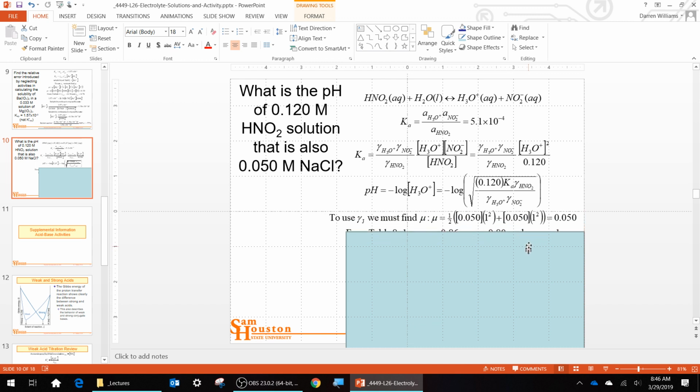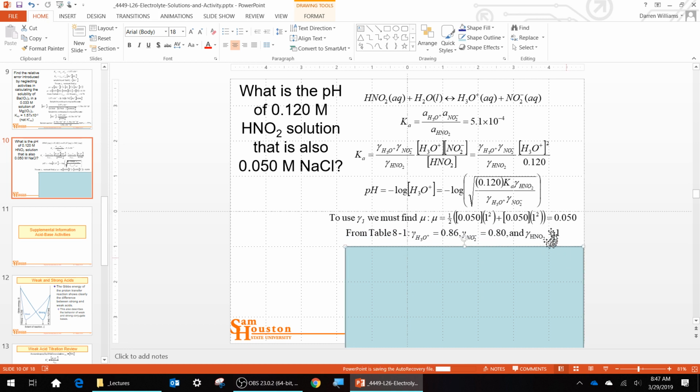And now we can do our ionic strength. So our ionic strength, 0.05 molar sodium chloride, they're both singly charged. And so then it's 1 squared and 1 squared. We have 0.05 moles of cations per liter and 0.05 moles of anions per liter, and then divide by 2. So that tells you sort of the concentration of the salt in water, 0.05. That's the ionic strength. Using the table, we get these activity coefficients.